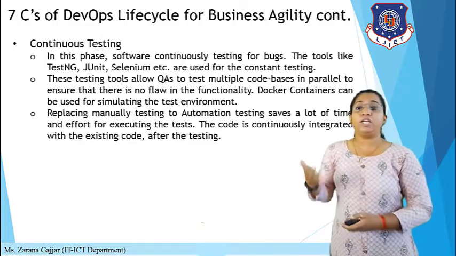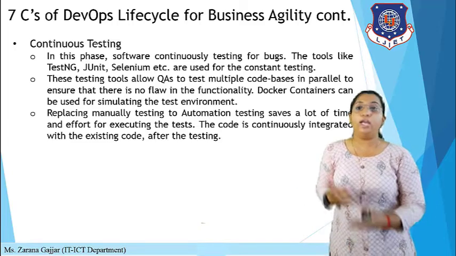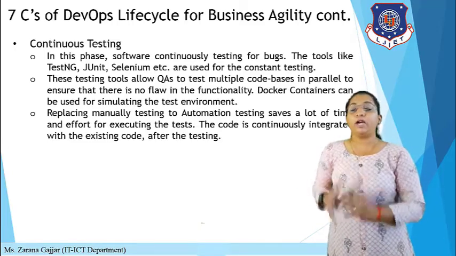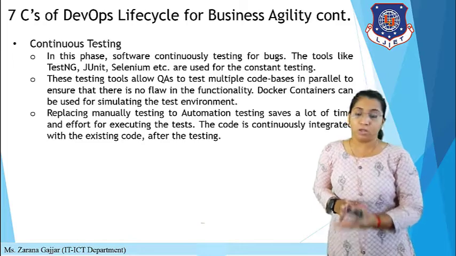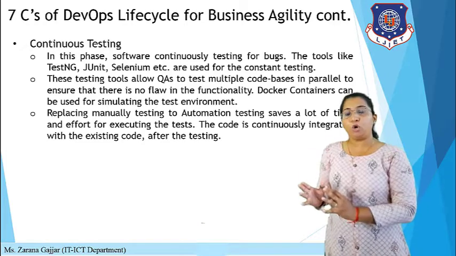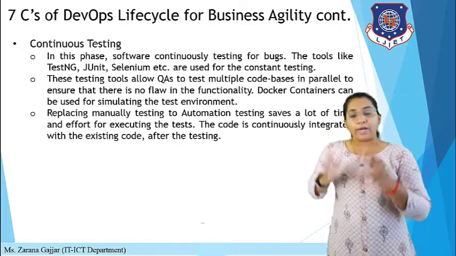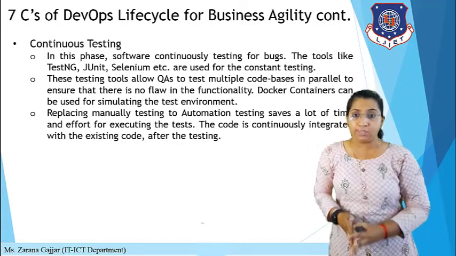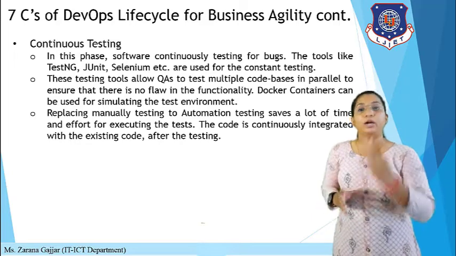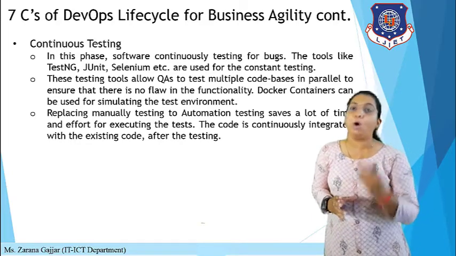Now the next stage is continuous testing. In this phase, software is continuously tested for bugs. If you are done with your code, you will give that code to testing. But here automated tools are already available for testing. In this way the software is continuously tested for bugs or errors.